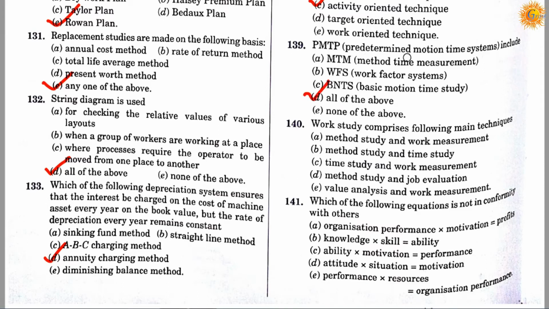PMTS means predetermined motion time system, which includes all. It means MTM, method time measurement, work factor system, basic motion time study.